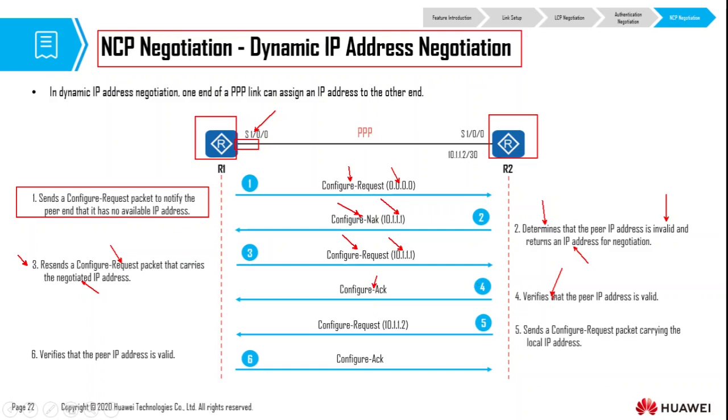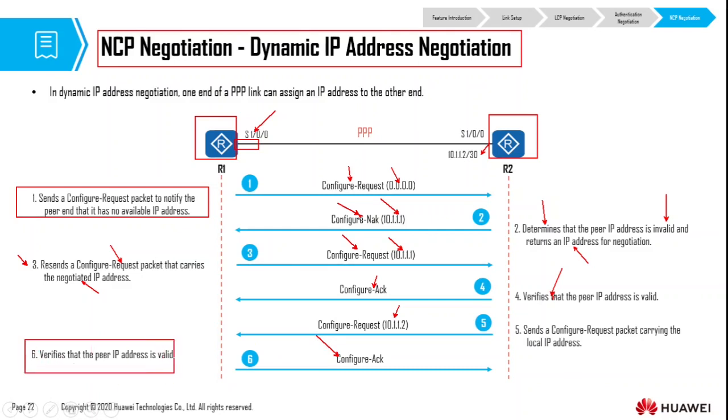After sending the configure acknowledgement, R2 will also notify R1 of its own IP address. So this interface on your ISP has been configured with the IP address 10.1.1.2. It's going to send the configure request saying, hey, if you want to reach me, you can reach me on 10.1.1.2. Then your home router will now send a configure acknowledgement, and now you can access the internet.